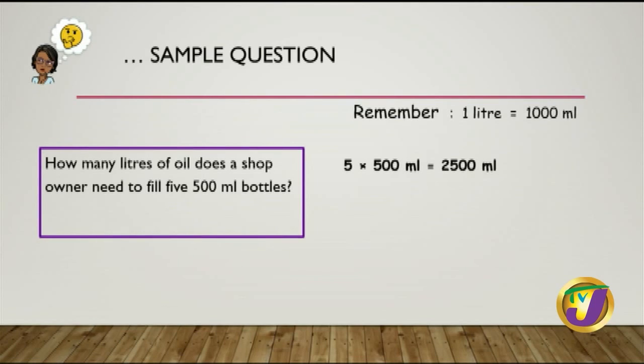But the question asks how many liters. So what do we do? 2,500 milliliters. How many liters would that be? All right, so we would divide by 1,000. Or you could reason it out. So the answer is 2.5 liters.